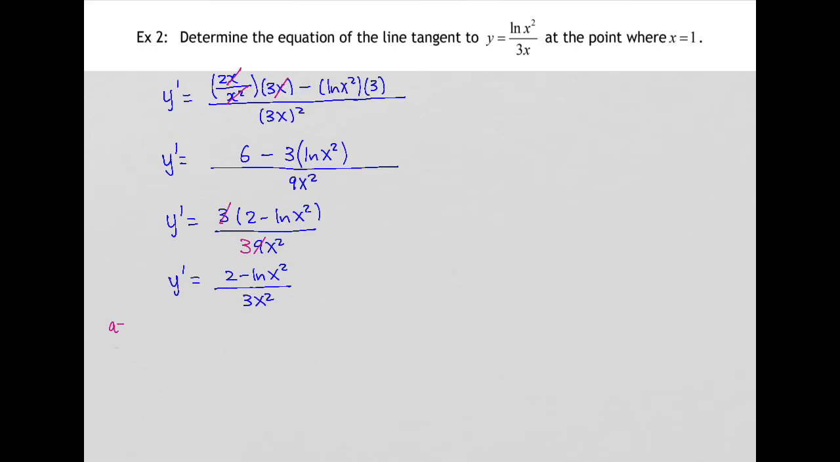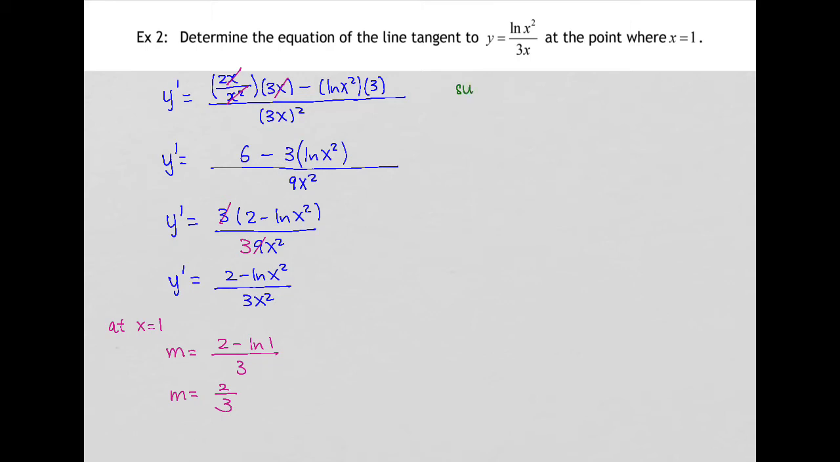Now, let's substitute x equals 1 to find the slope. So 2 minus ln 1 over 3 times 1 squared will be 3. And ln 1 is going to be 0, so we know the slope is 2 over 3. So now we have the x, we have the slope, now we have to find y.